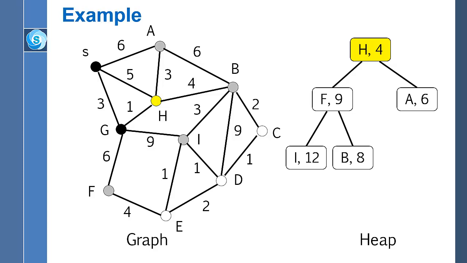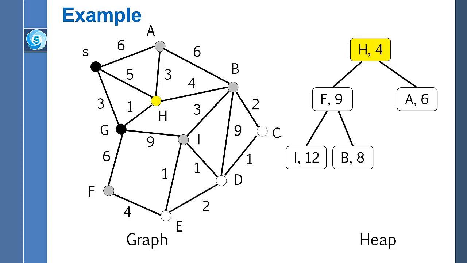The weight of the edge from H to B is 4. The value of H dot little d is also 4. 4 plus 4 is 8. So therefore, we're going to change capital B dot little d to equal 8. That reflects the fact that the shortest path that's been discovered so far from S to B is equal to 8. And of course, we have to put B into the heap. We add B to the heap with priority 8.